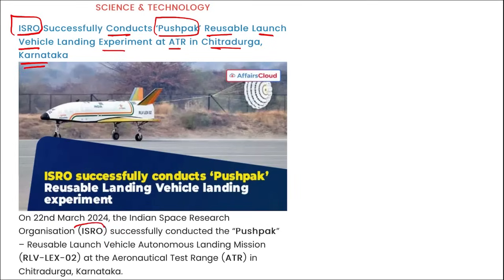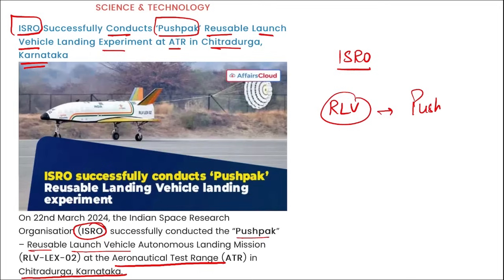Next, ISRO successfully conducted the Pushpak reusable launch vehicle landing experiment at ATR in Chitradurga, Karnataka. I repeat, ISRO successfully conducted Pushpak, a reusable launch vehicle autonomous landing mission, at the Aeronautical Test Range, ATR, in Chitradurga, Karnataka. So Pushpak, what is it? It is a reusable launch vehicle, tested by ISRO at Chitradurga, Karnataka. This landing is the second series of experiments conducted by ISRO at ATR. Correct? Take a note of this.